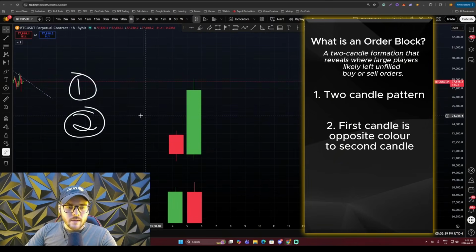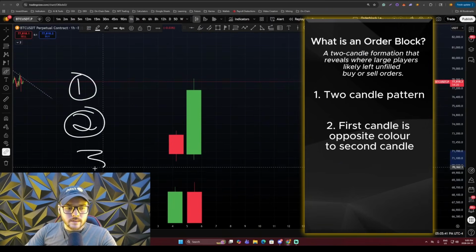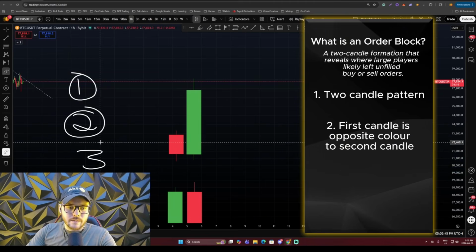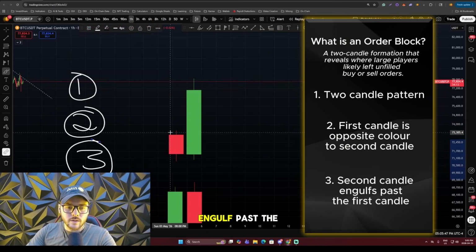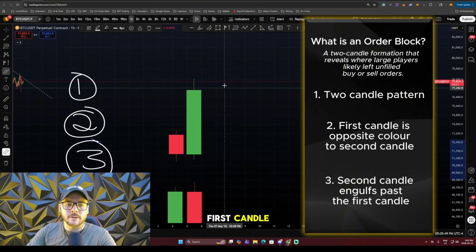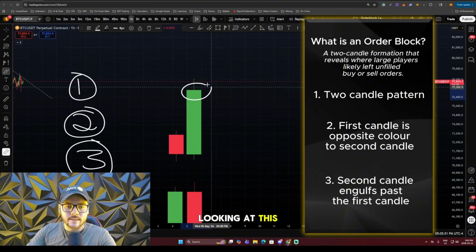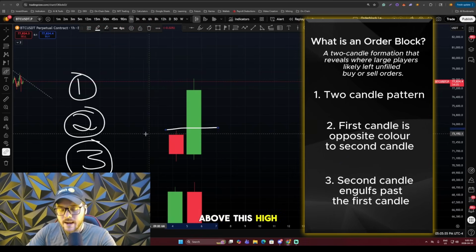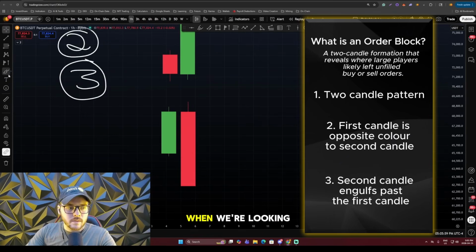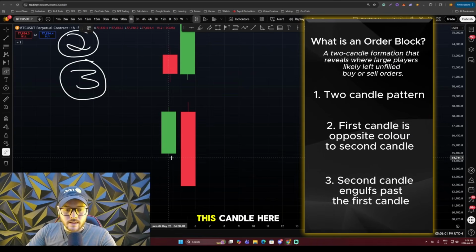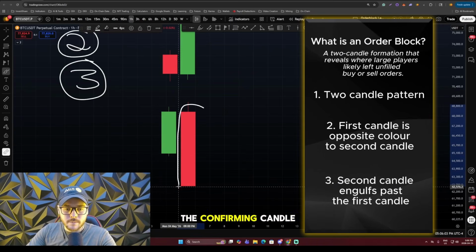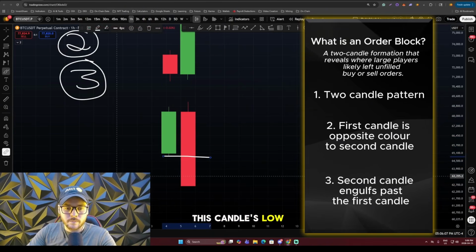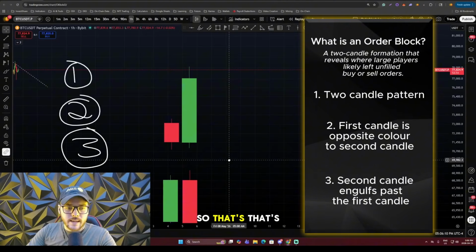The third rule, and basically the final rule, is that the second candle will engulf past the first candle. So if we're looking at this candle here, it engulfed past this one because it closed above this high. Same with this one. When we're looking at the bearish one, this candle here, the confirming candle, engulfed past this candle's low. So that's it.